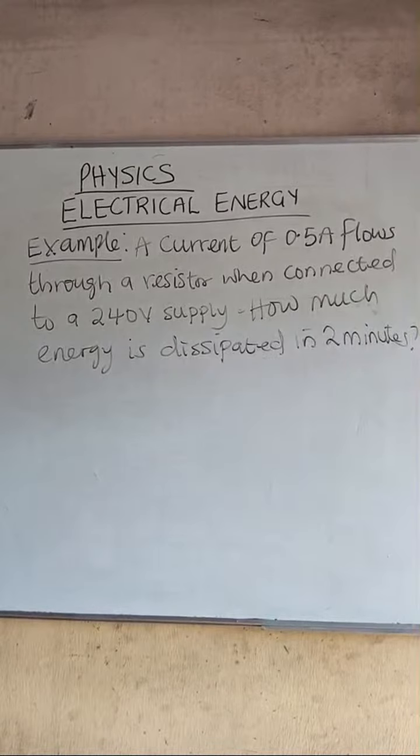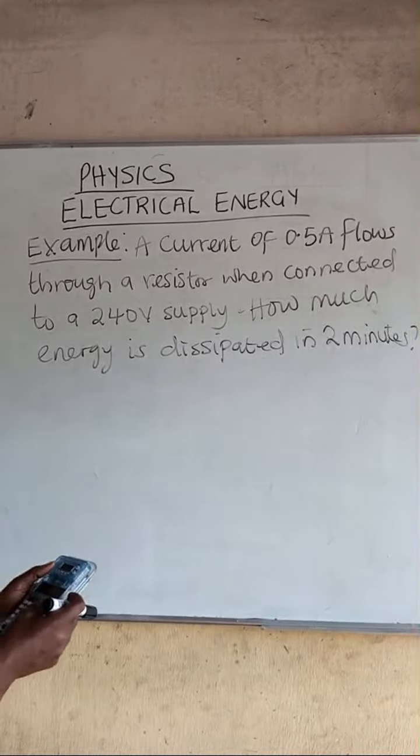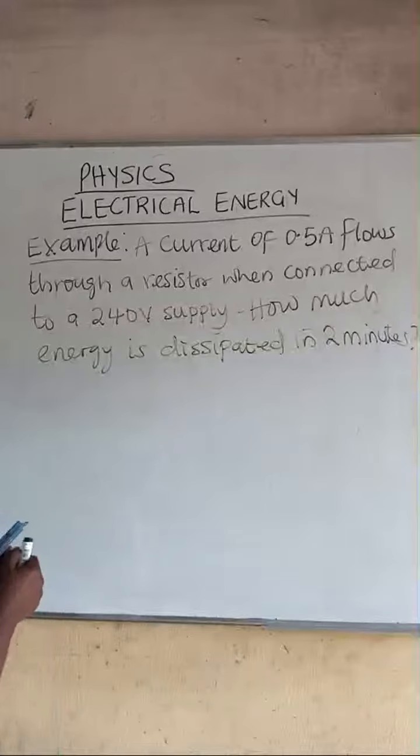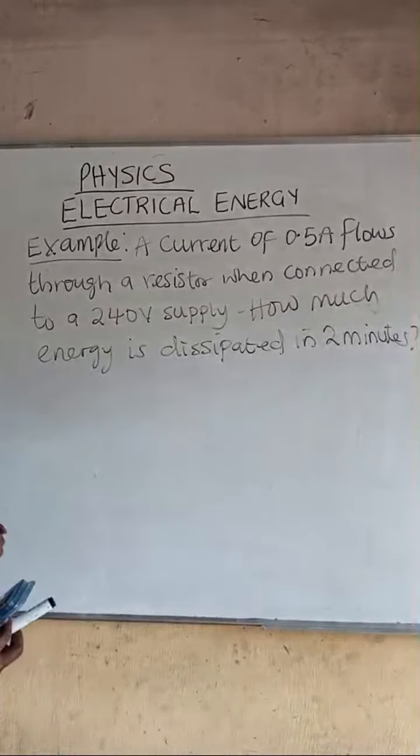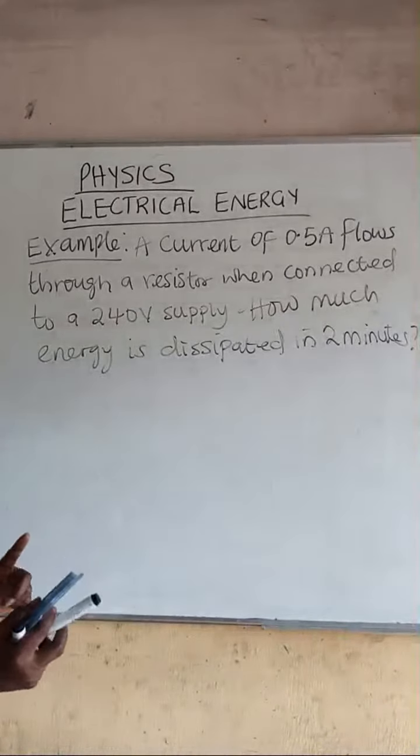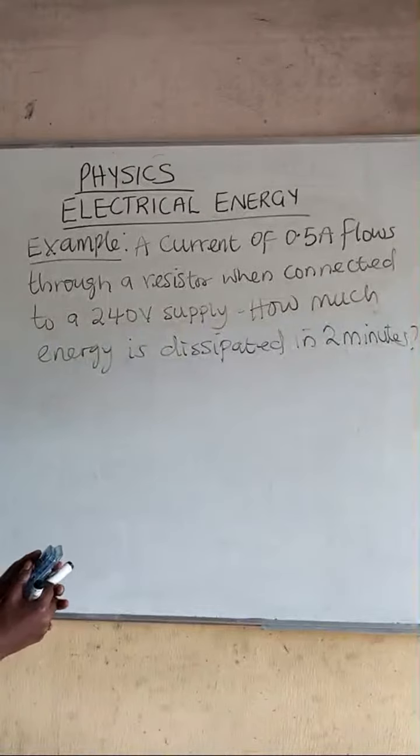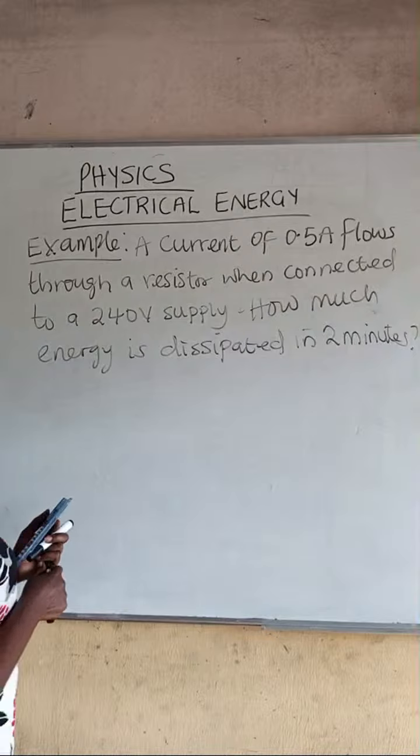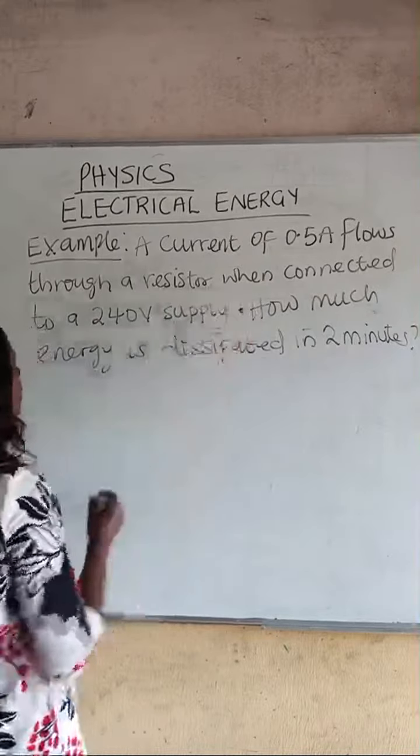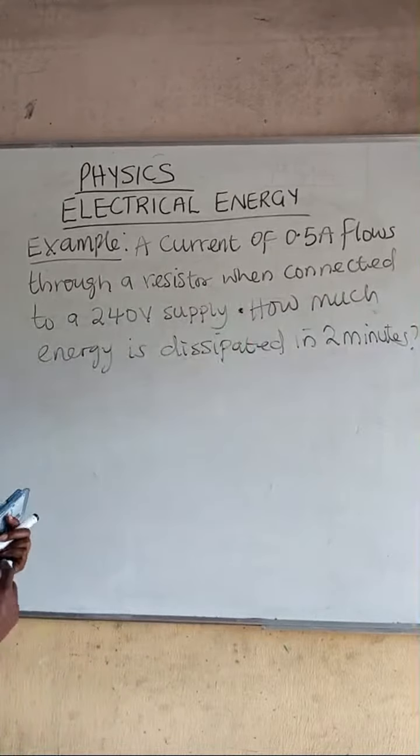All right. Let's look at this example. A current of 0.5 amperes flows through a resistor when connected to a 240 volt supply. How much energy is dissipated in 2 minutes?